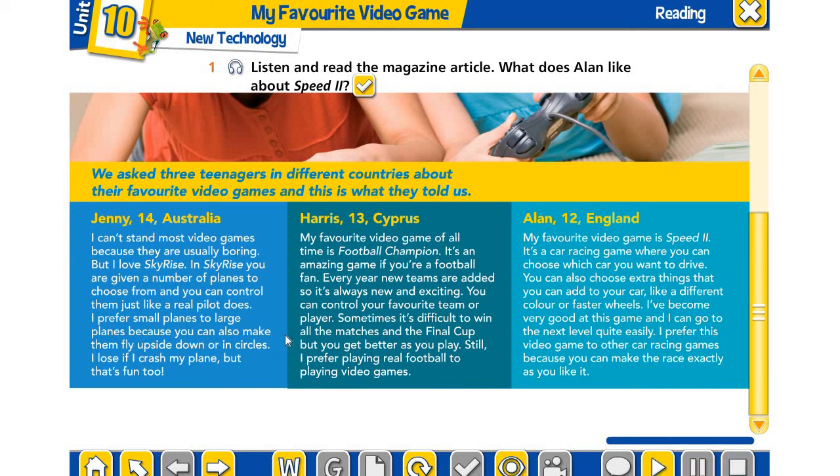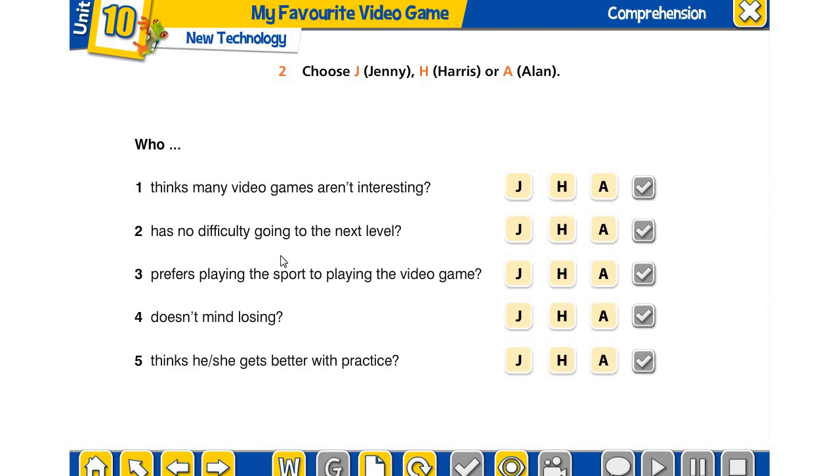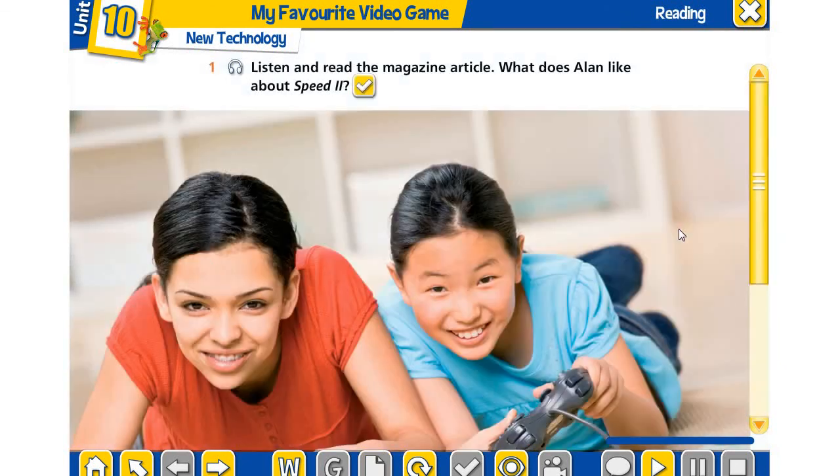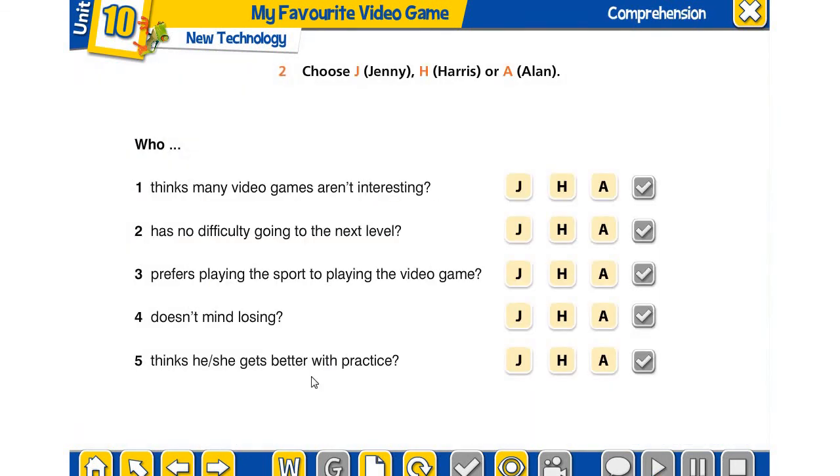Okay. So, your homework is on page 94. Exercise 2 comprehension part. Okay, you are going to write who says these sentences. Choose J for Jenny, H for Harris, or A for Ellen. Read the paragraphs again. Let's go back here. And please translate these sentences into Turkish in your notebooks. This is your homework and this is your homework.